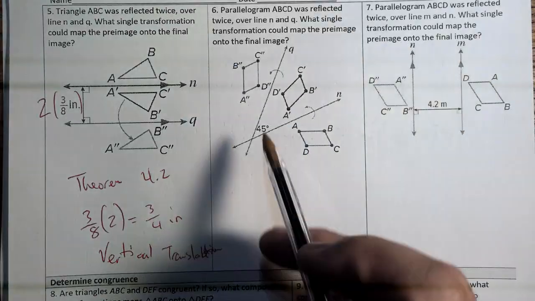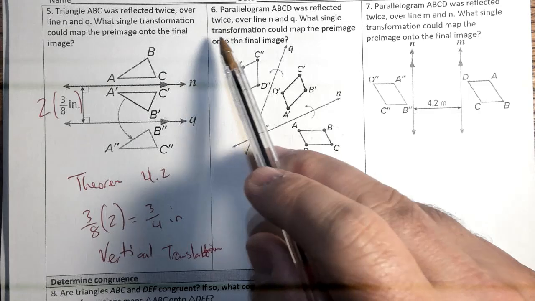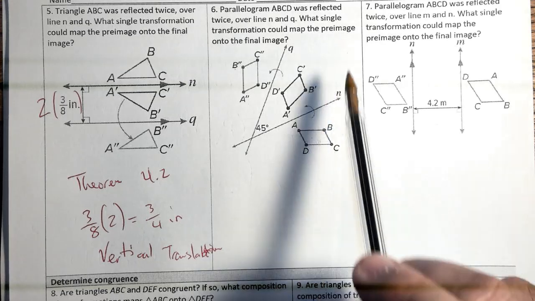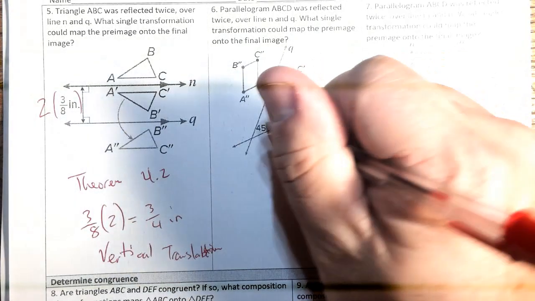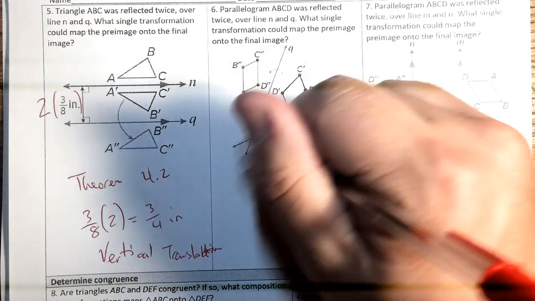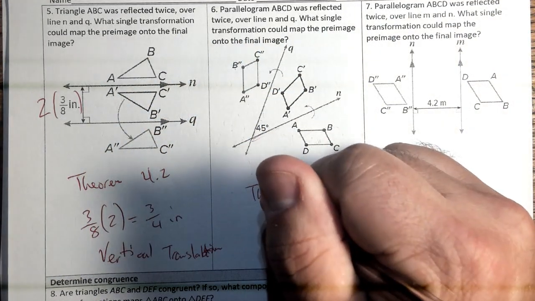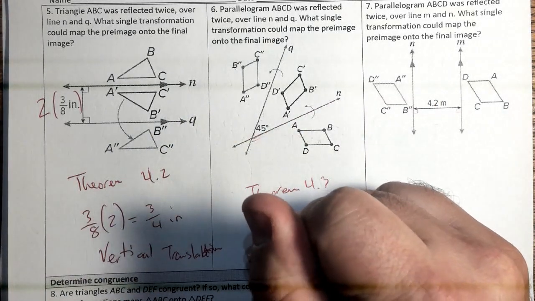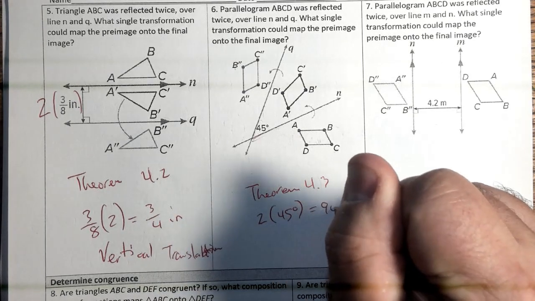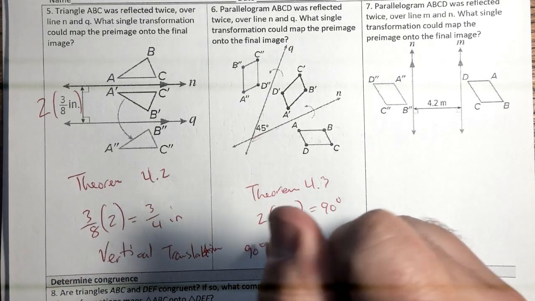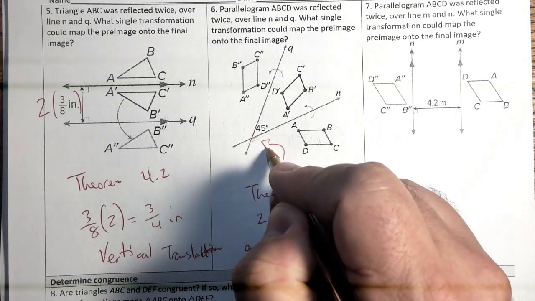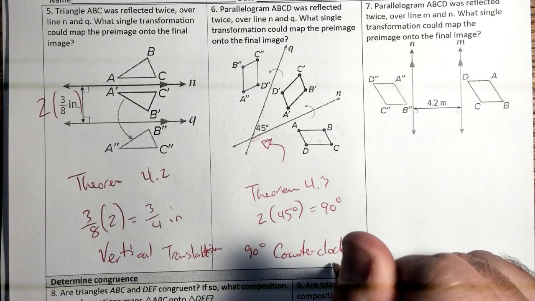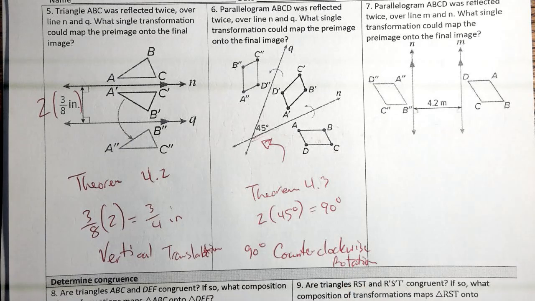Okay. Over here, number 6. Parallelogram ABCD was reflected twice over line N and Q. We started here, we ended up here. What single transformation could map the pre-image, that's here, onto the final image? Remember we said when the lines intersect, it makes an angle. And theorem 4.3 tells us that it's 2 times that angle, so 2 times 45, or 90. And that is a 90 degree, it's going this way, which is counterclockwise. Rotation. I kept wanting to call that a rotation.